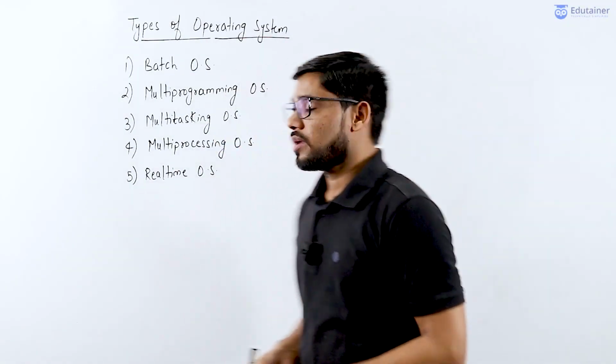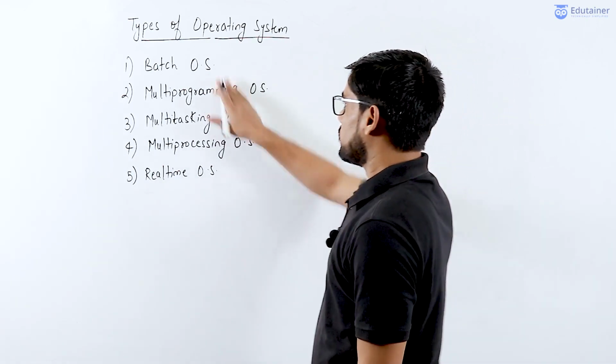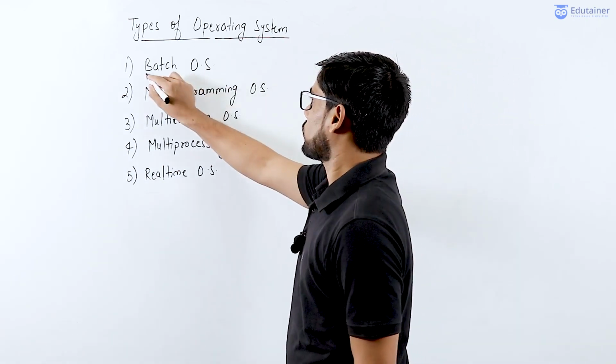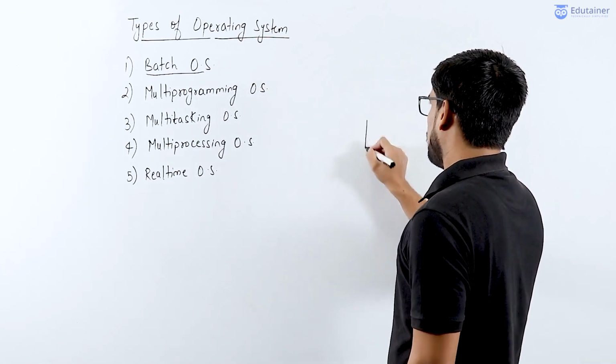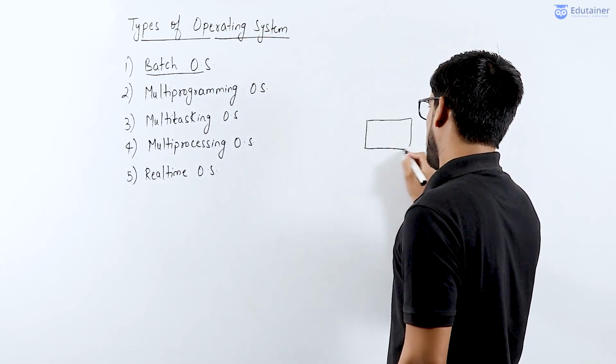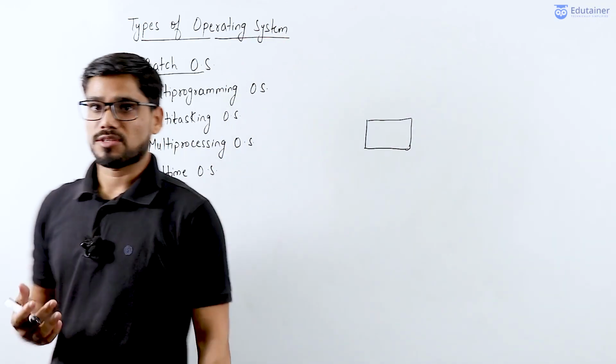Hi everyone. Let's see the types of operating system. The first one is batch operating system. So in batch operating system, every job, or let's say every task, is processed in a sequence manner.